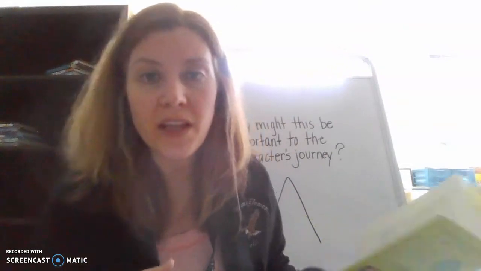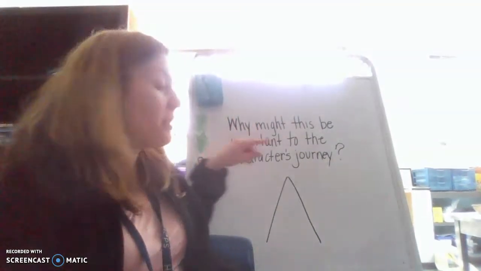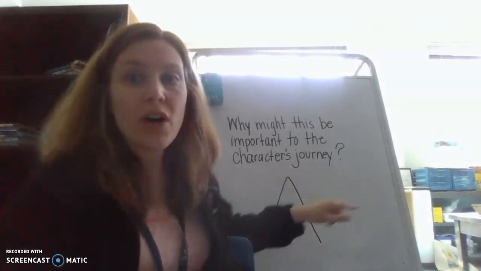So I'm going to finish reading the chapter now. And as I finish reading this chapter, I want you to think about other ways that Opal's being tested here. Okay, you might even want to jot some notes down. And I want you to think about, why might this be important to Opal's journey as we're getting to the end of our story and coming down this story mountain?